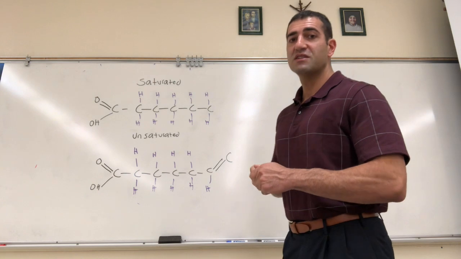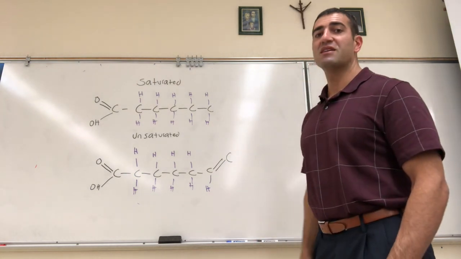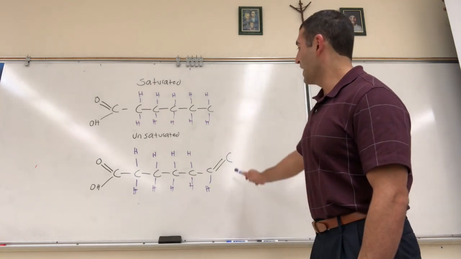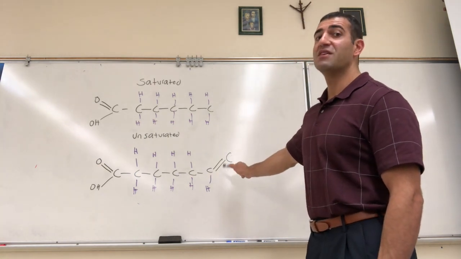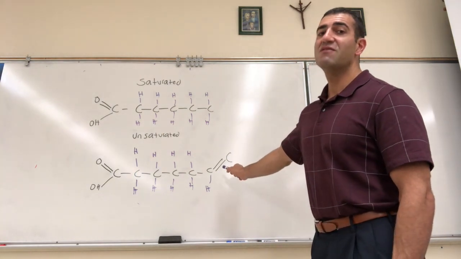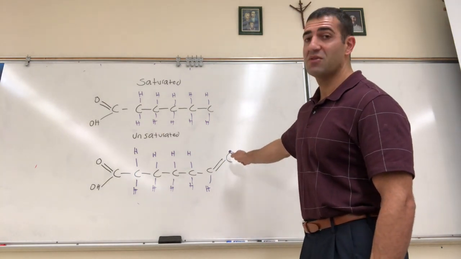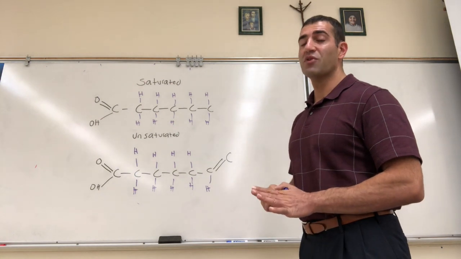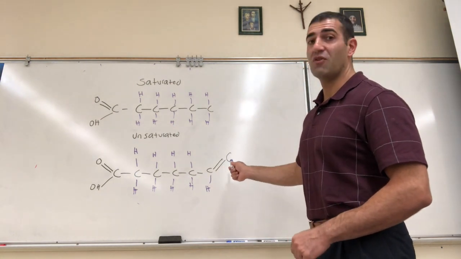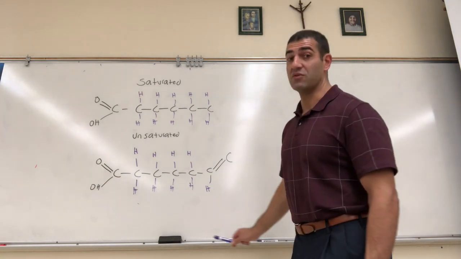So we call this a kink. And a kink is a bend in a linear chain. And this kink means that it cannot be fully saturated with hydrogens. If you see any fat that has a kinked appearance, that is going to be a perfect example of an unsaturated fat because it cannot be fully saturated with hydrogens.